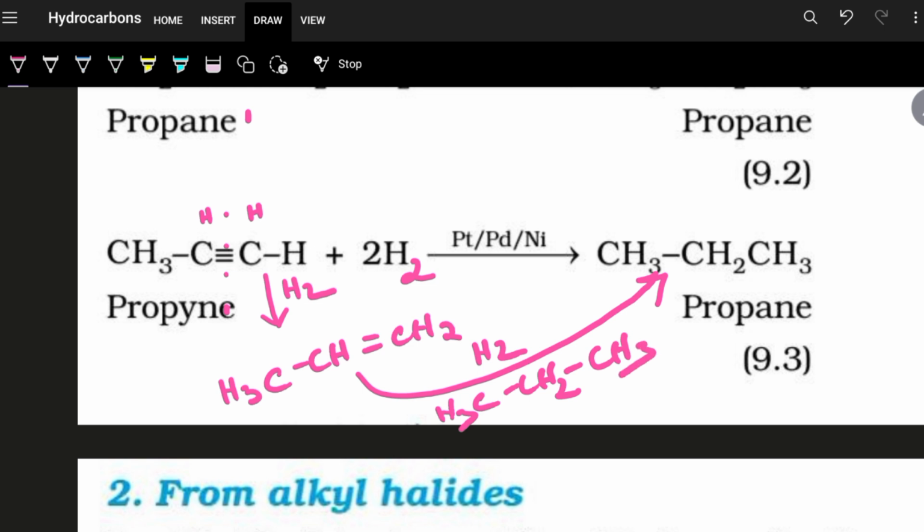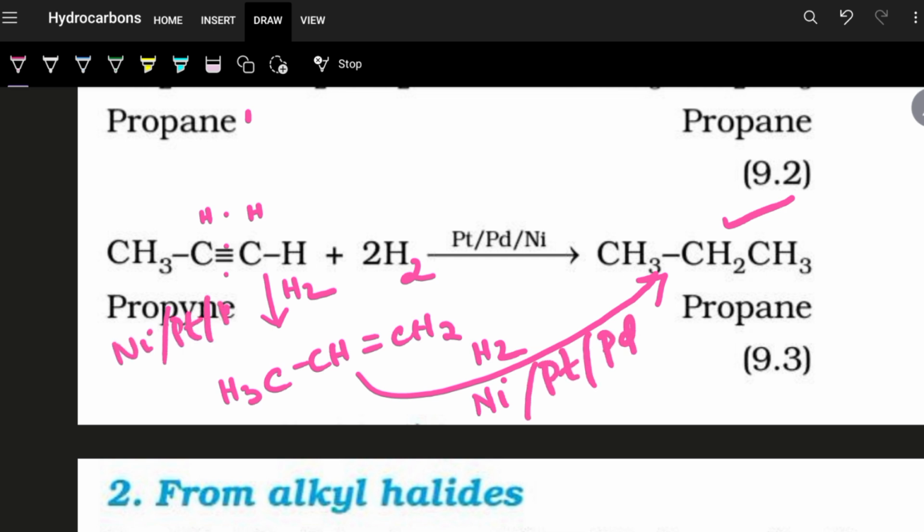Of course, in presence of nickel, platinum, palladium. I already have the product written here, so I'm just writing nickel or platinum or palladium. Here also same thing, nickel or platinum or palladium. You can just mention 2 moles of H2 in one go and you can write the final saturated product, that is propane.